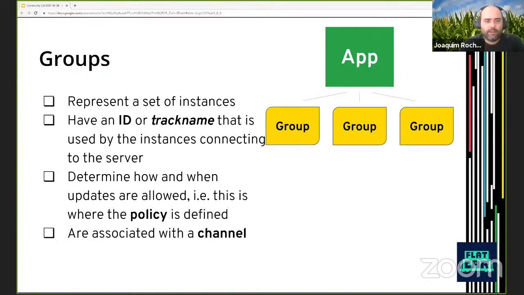Next slide. Yeah, so inside every application, you can have groups, and these represent sets of instances of the application. Groups can be referred to by an ID, that would be a unique ID, or a track name, which is not unique, but it should be unique among the groups. Yeah, the groups is where actually the policy is defined, right? And we'll see that you can model your update policy and your update manager as you will with this. And associated with the group, we have channels. That's the next slide, please.